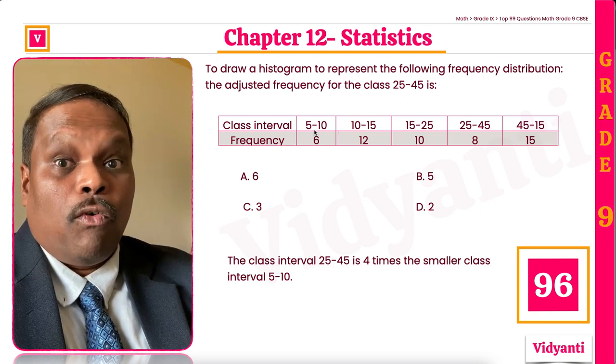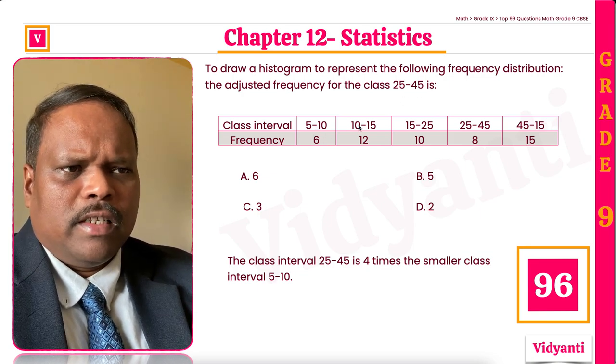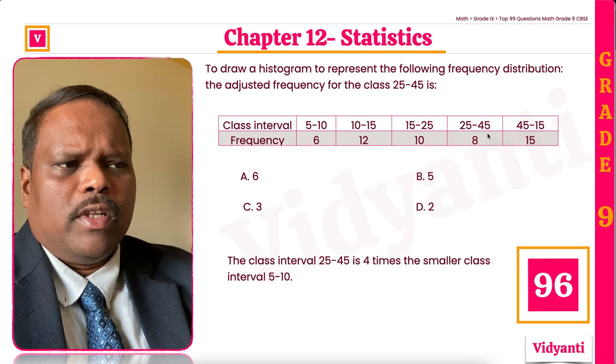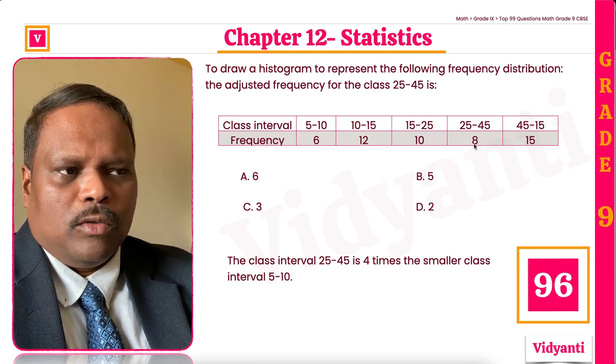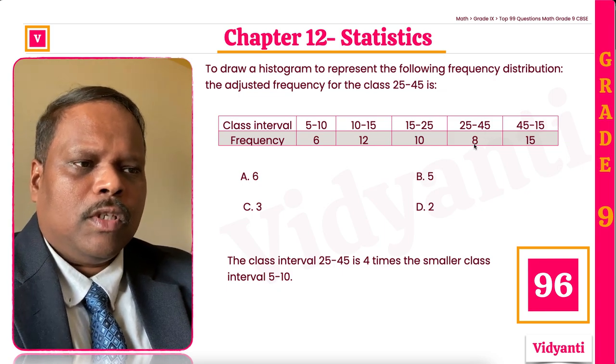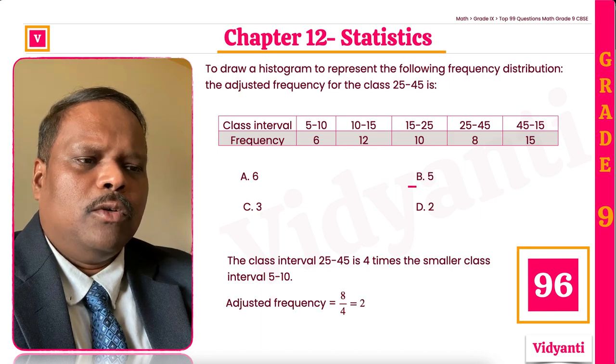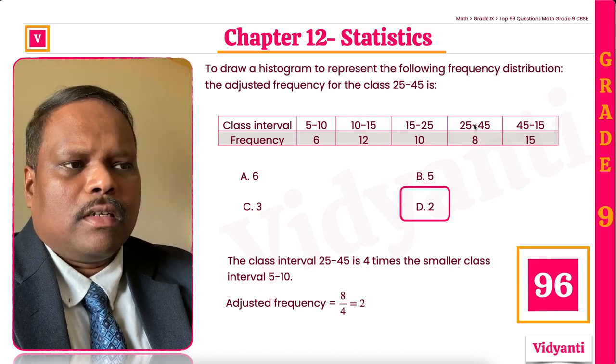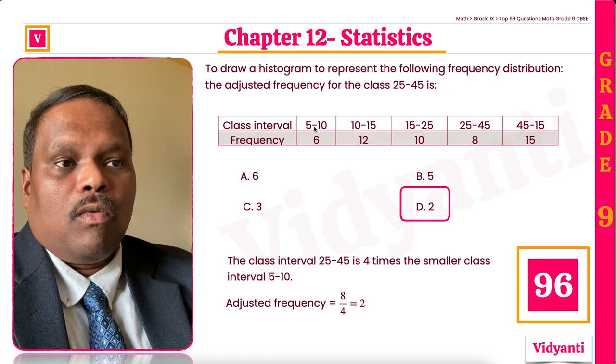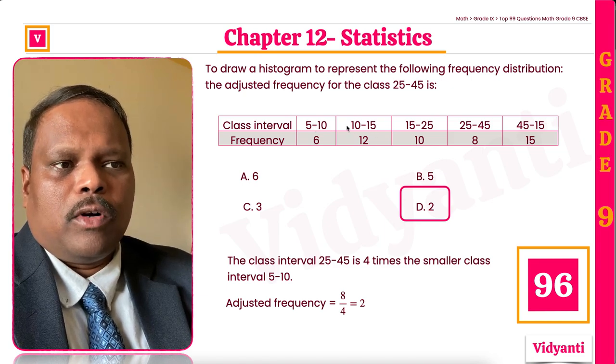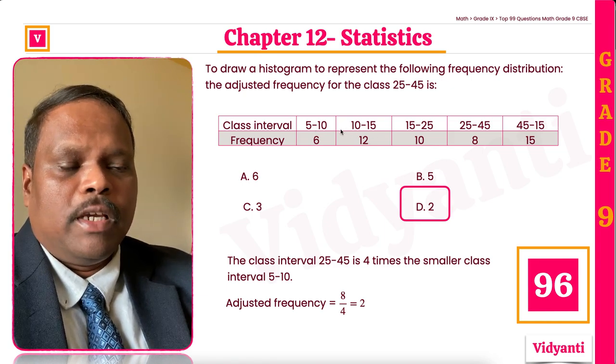Which is 4 times this interval. This is actually 2 times the interval, this is 4 times the interval. So we have to divide this by 4. So 8 divided by 4 will become 2. Simply because this class interval is quadruple, or 4 times, the smallest, the beginning class interval.